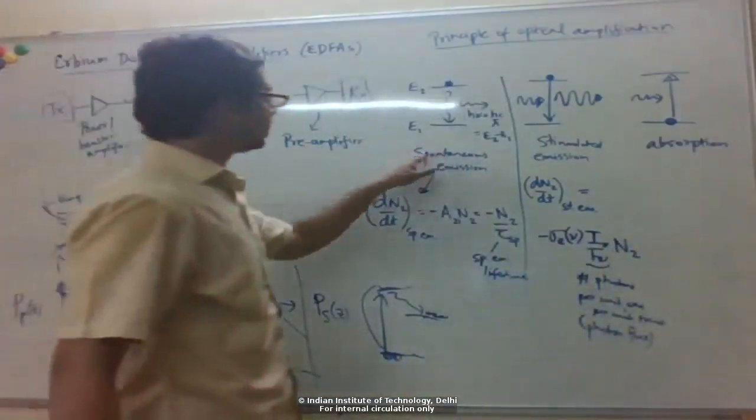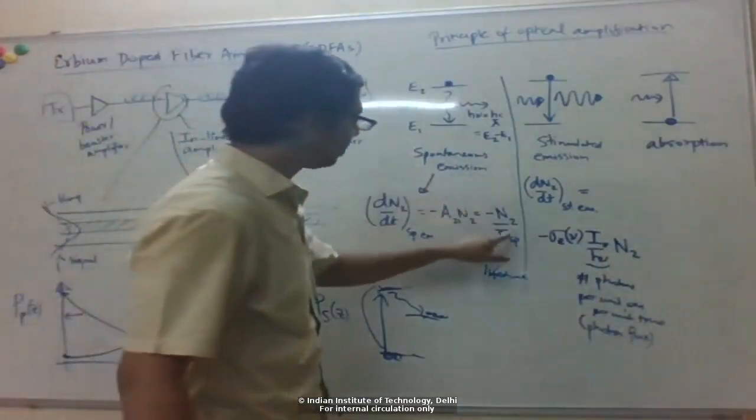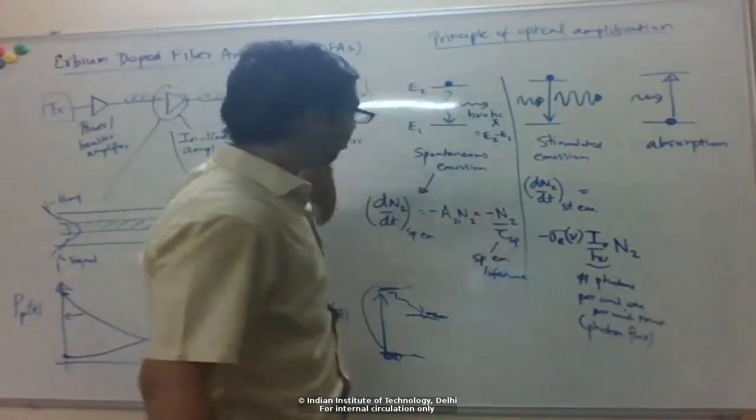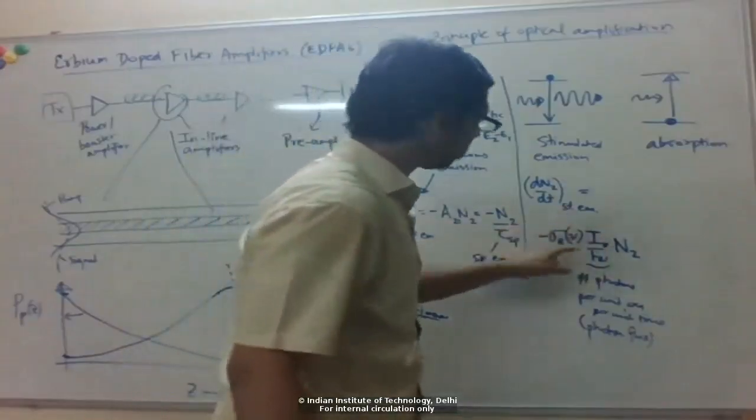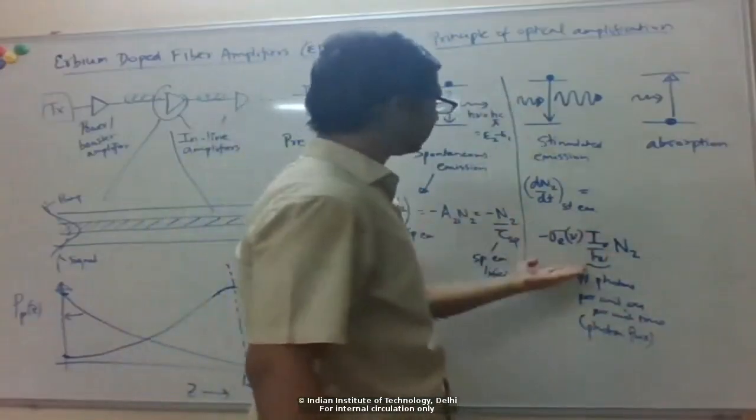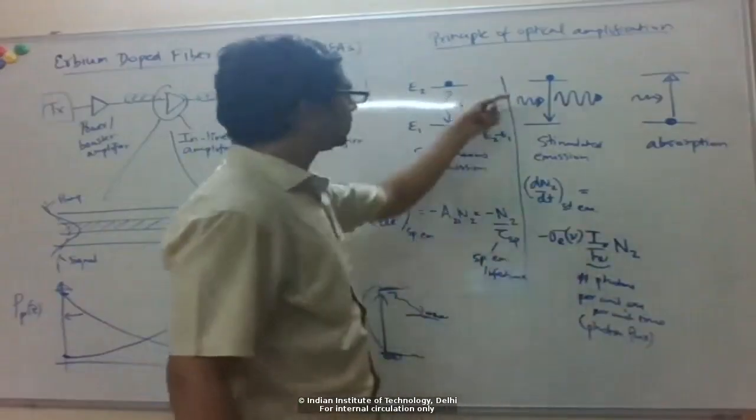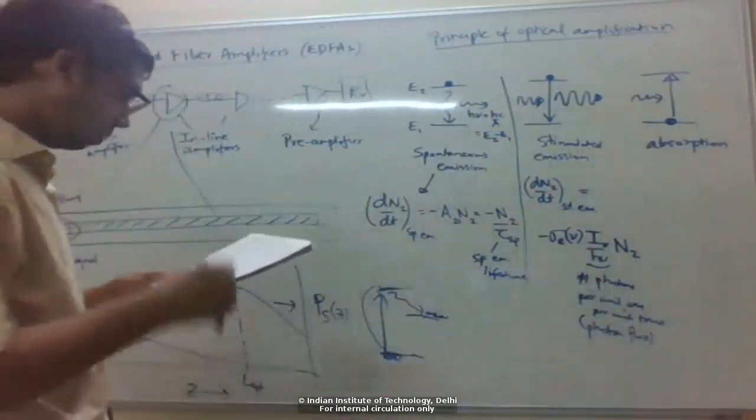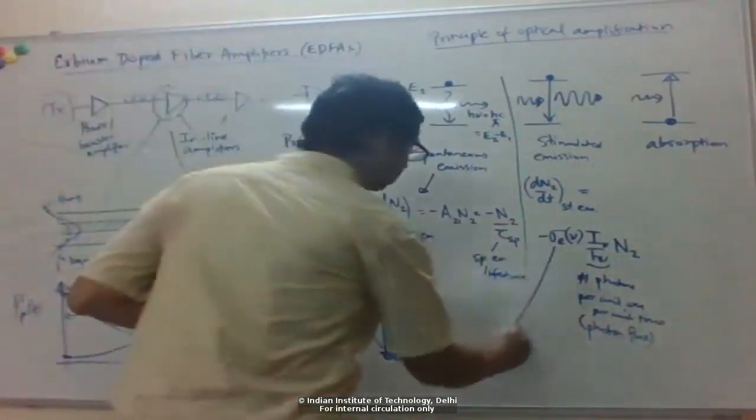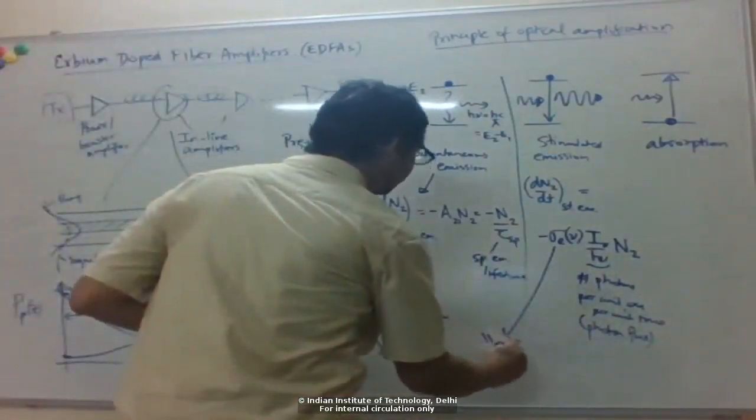So in the spontaneous emission, the rate was just a constant depending on some atomic constant, the lifetime here. But now the rate depends on the number of photons, because stimulated emission means the photon is stimulating the atom to come down. And this thing is called the emission cross section, sigma sub E.